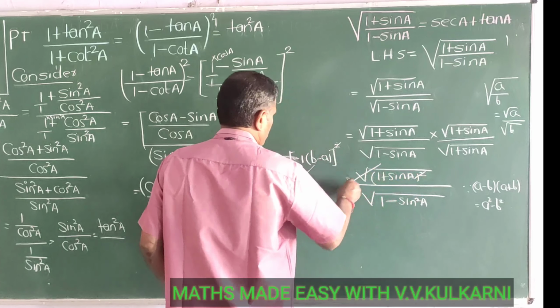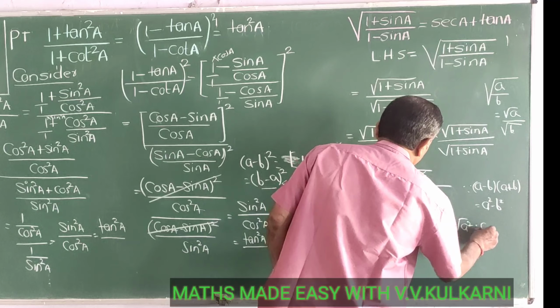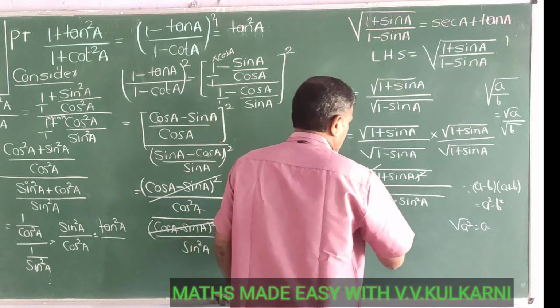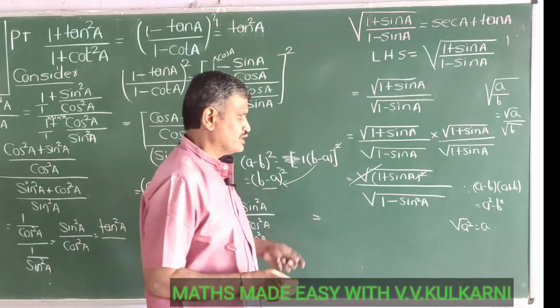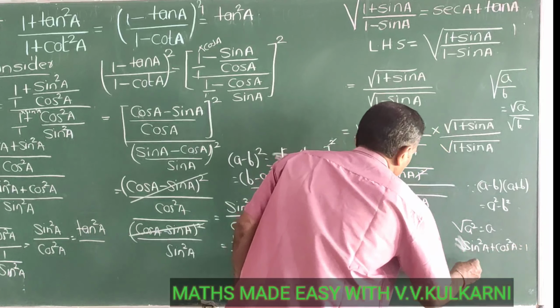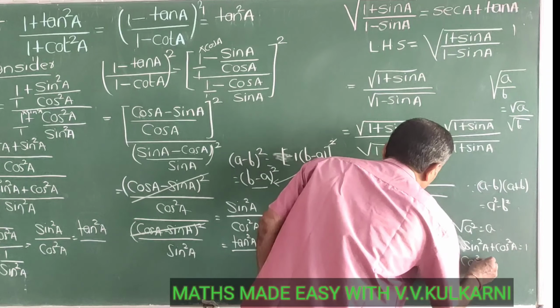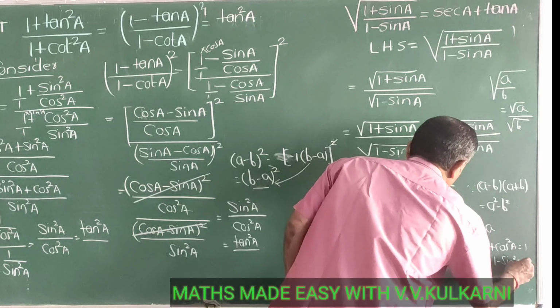This square and square root cancel. Under root a square is always equal to a, and sin square theta plus cos square theta is 1. So 1 minus sin square theta is what? Cos square theta. Sin square a plus cos square a is 1, so cos square a is equal to 1 minus sin square a.